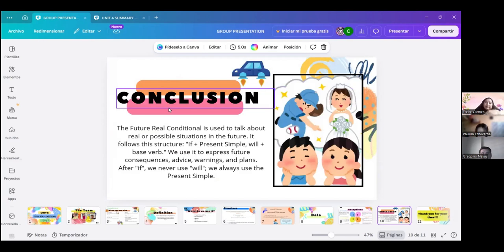In conclusion, the future real conditional is used to talk about real or possible situations in the future. It follows this structure: if plus present simple, will plus base verb. We use it to express future consequences, advice, warnings, and plans. After if, we never use will. We always use the present simple.